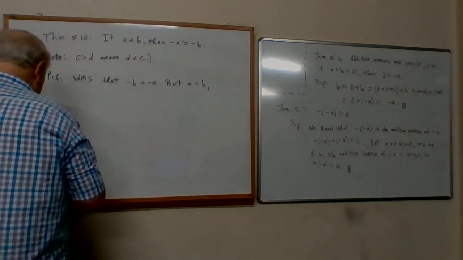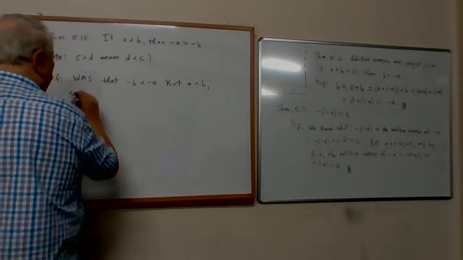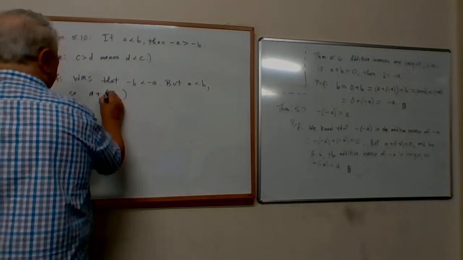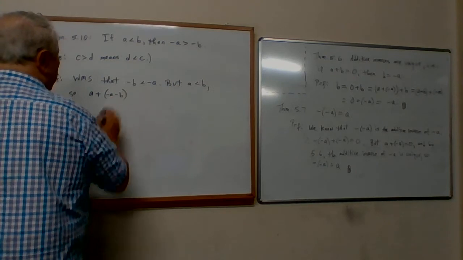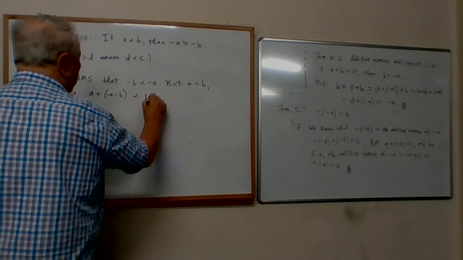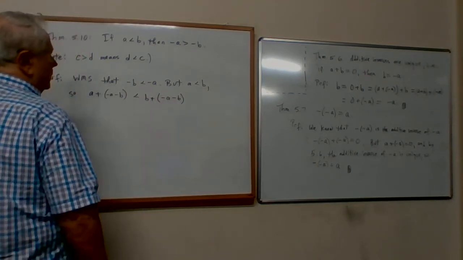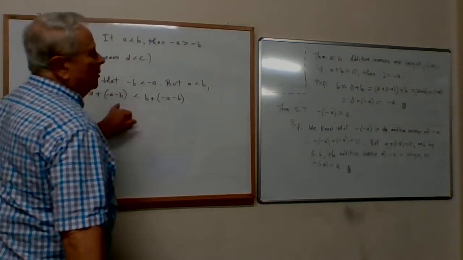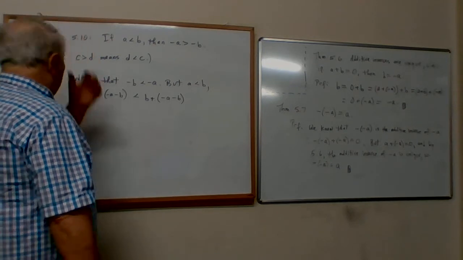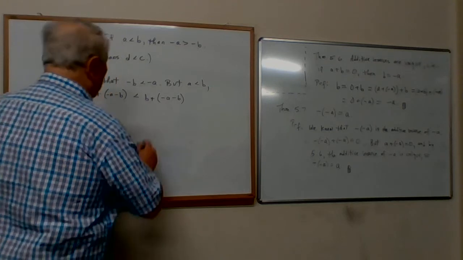But we're assuming that A is less than B. So A plus some element, the element is going to be minus A minus B, has to be less than B plus the same element. I'm just adding the same element to both sides. And that was the additive property of less than, which we did several weeks ago. So I know that this is true.